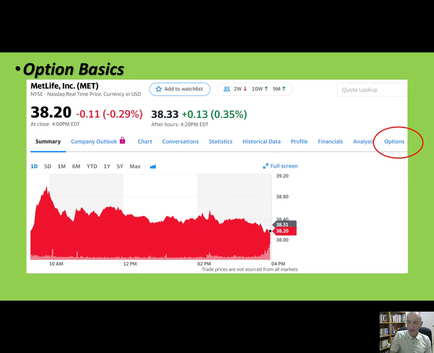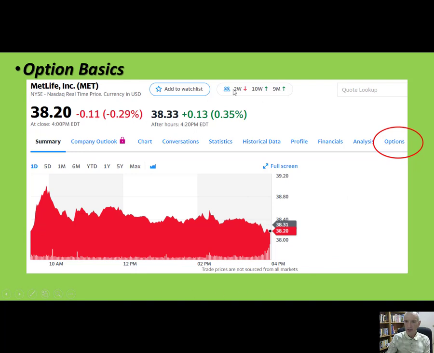But if you go into Yahoo Finance, to give a good basic overview of options, I went to MetLife. We're doing life insurance, so I picked a company that's in the life insurance industry. Its stock ticker is MET. On the particular day I did this, it was trading at $38.20. It had a slightly down day, but not a terribly down day, 11 cents.